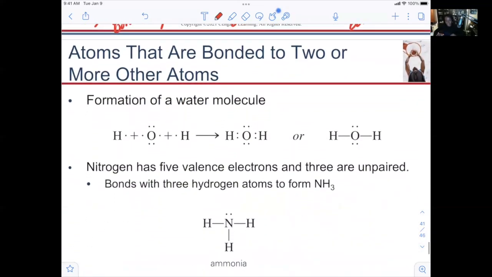Okay. So over here, they're showing you other atoms that are bonded to 2 or more other atoms, written differently. Maybe I'm just getting tired. I don't know. We'll see.